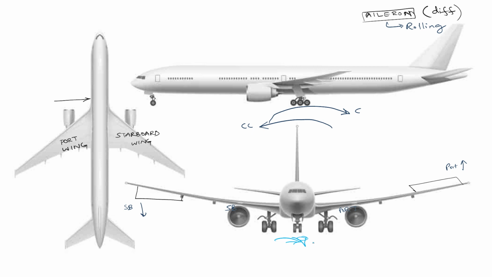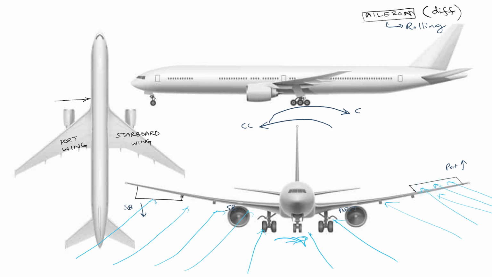Aileron is a differential motion. That means if the starboard deflects downwards, the port will deflect upwards. Fine. Now just imagine this is how the free stream air is coming, and it is flowing over the aircraft. Right. Now whatever observation I am going to make, from the front view perspective. Again and again I am telling you, I am going to give all the perspective from the front view.